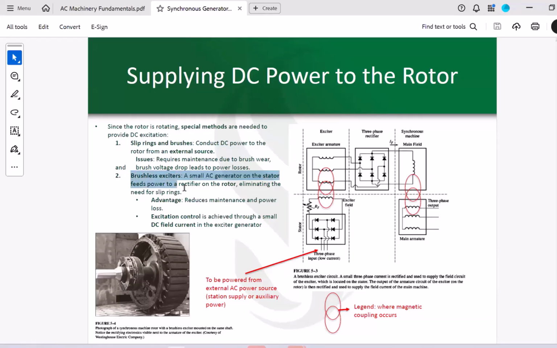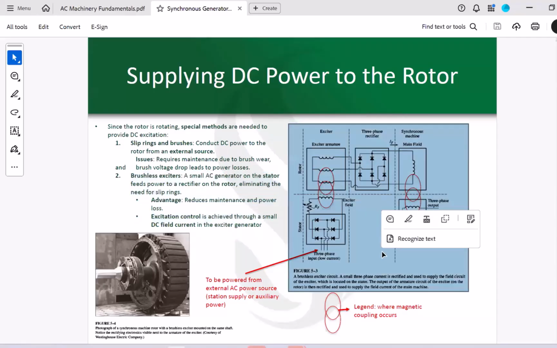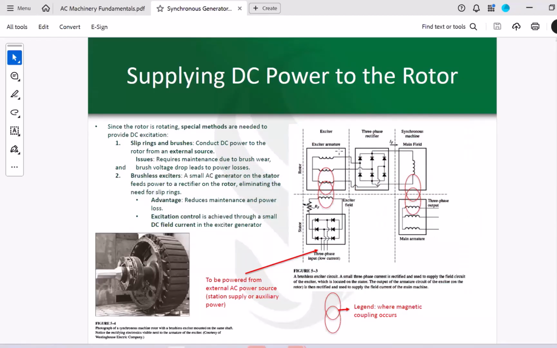But really in the next generations, there are brushless exciters that are more attractive because these slip rings and brushes have their issues, which require maintenance all the time due to wear and tear. But these brushless ones are the ones that are more common. So here is something that shows you the concept.